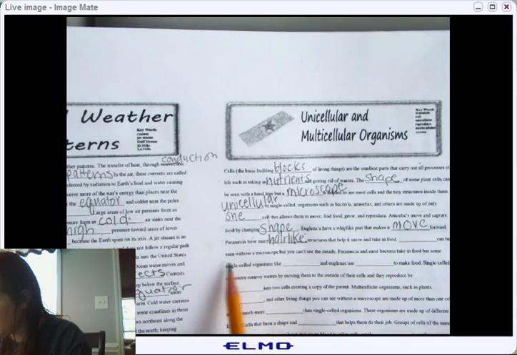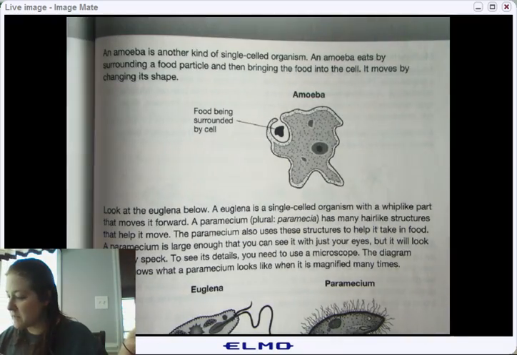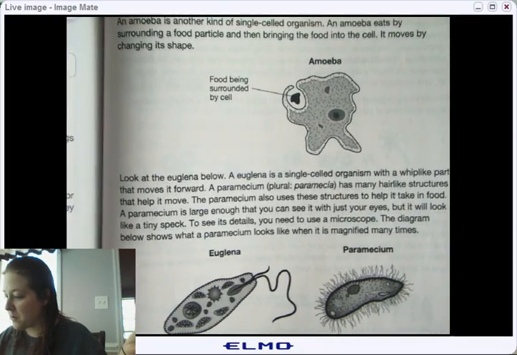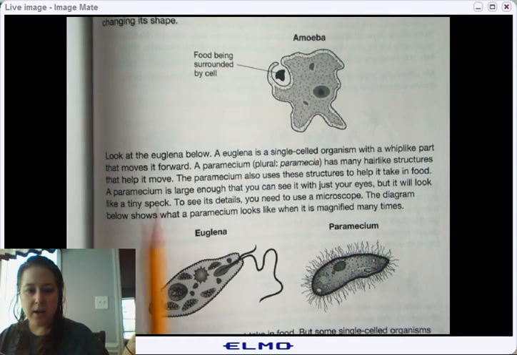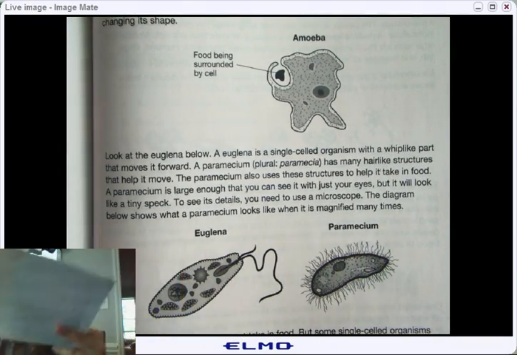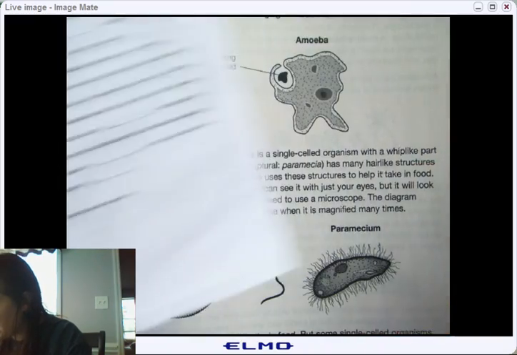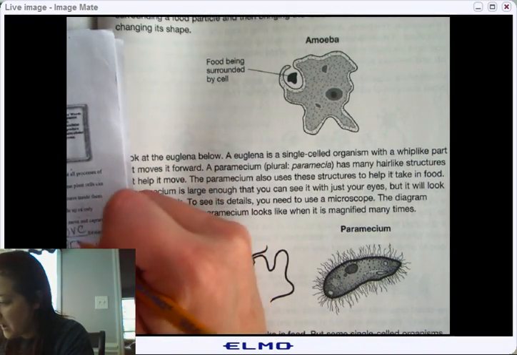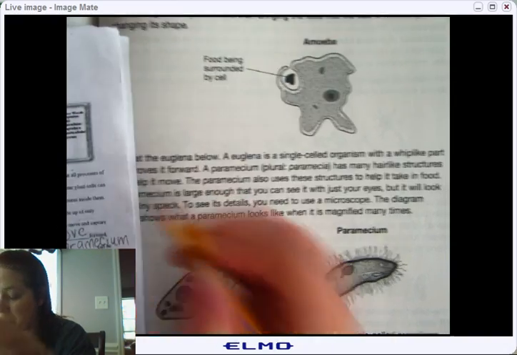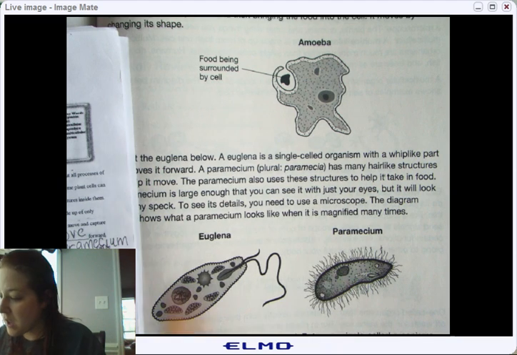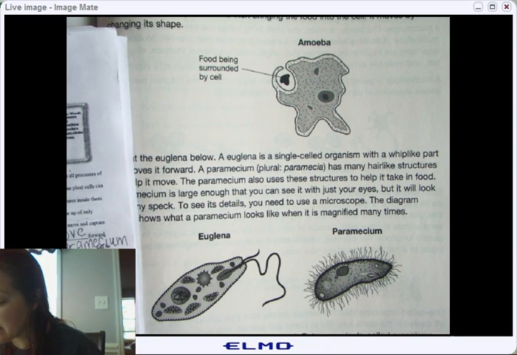Blank can be seen without a microscope, but you can't see the details. So what can be seen without a microscope? Look at that line. Look at down here. A paramecium. A paramecium can be seen without a microscope, but you can't see the details.